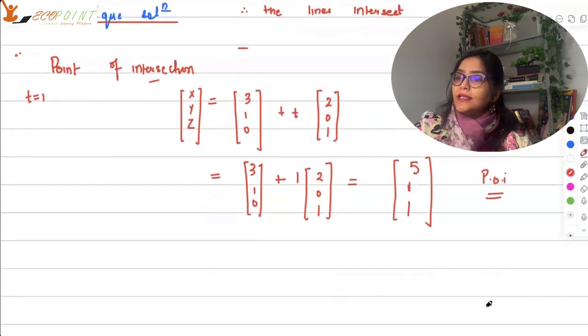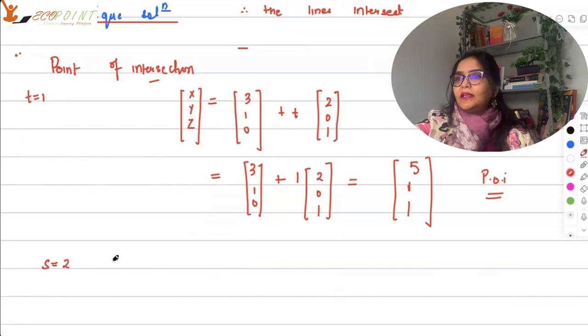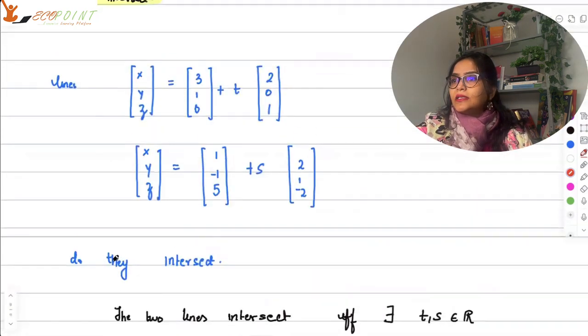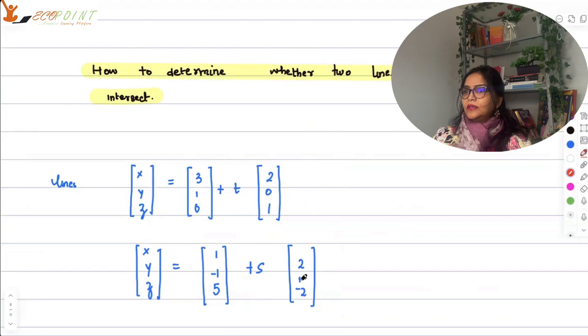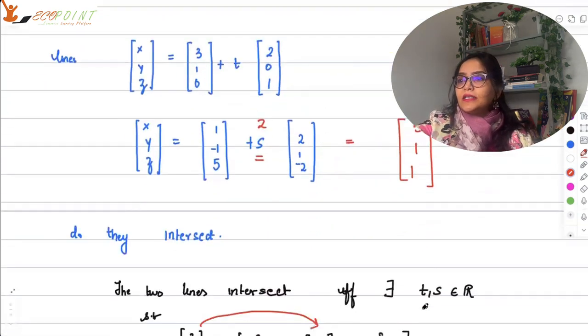If you put s equals 2, you will again get the same thing. Let me go back to where we had the line with s. So if you put s equals 2, see what you get? You get 1 plus 4, that is 5; minus 1 plus 2 gives you 1; 5 minus 4 gives you 1. Again, you get (5, 1, 1). So (5, 1, 1) is the point of intersection.